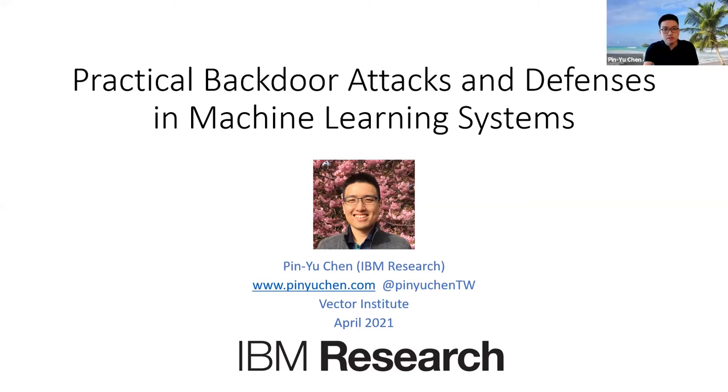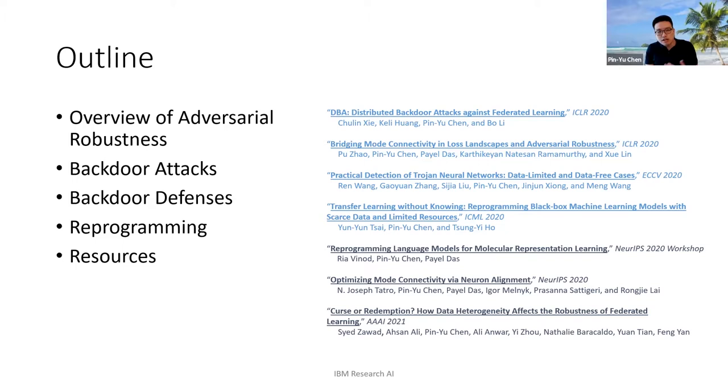So this will be the outline of the talk. First, I will give a brief overview of adversarial robustness, so everyone is on the same page. Then I will do a deep dive on backdoor attacks and defenses, and a very interesting application called model reprogramming, based on this philosophy of backdoor attacks. On the right are the papers related to this talk. The four highlighted in blue will be covered in this talk, and the other three will be briefly mentioned.